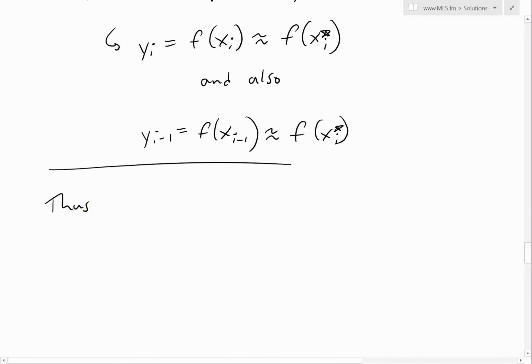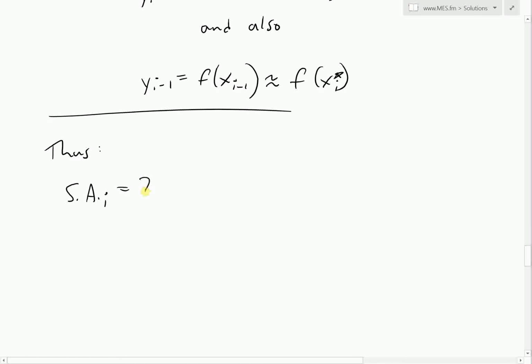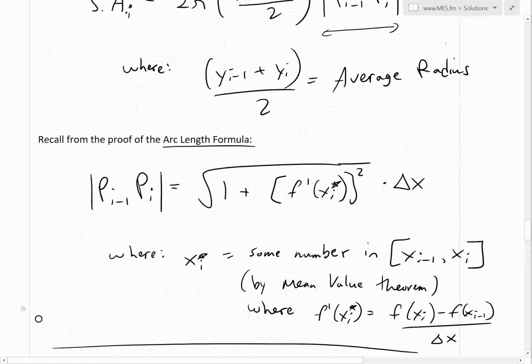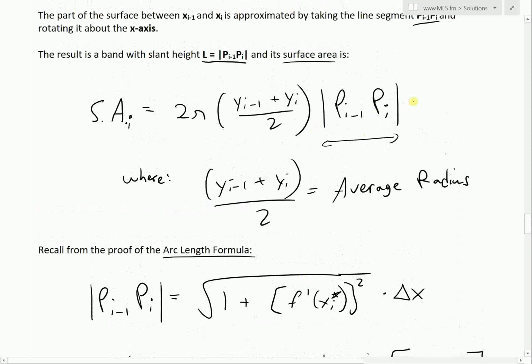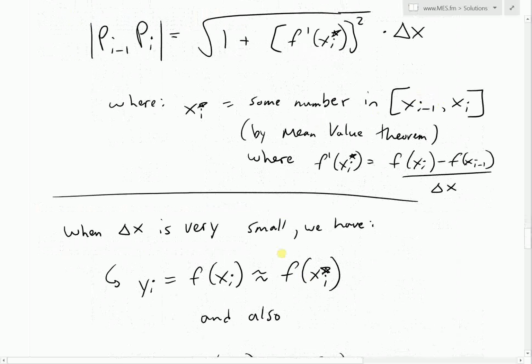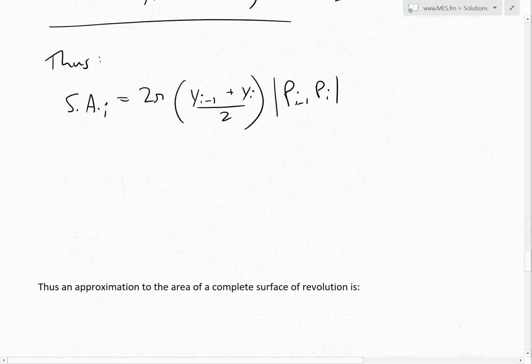So now when we plug all this in, for small delta x, the surface area of the band, SAi, is going to be equal to 2 pi times yi minus 1 plus yi divided by 2, that's the average radius, times this arc length piece. I'm just writing it like this, and that's just this part right here.